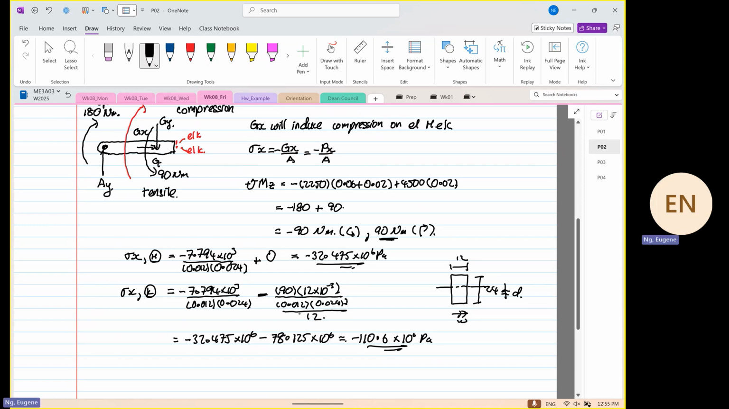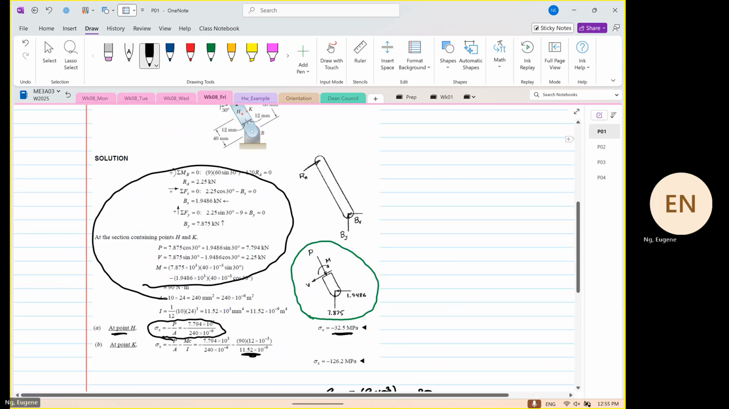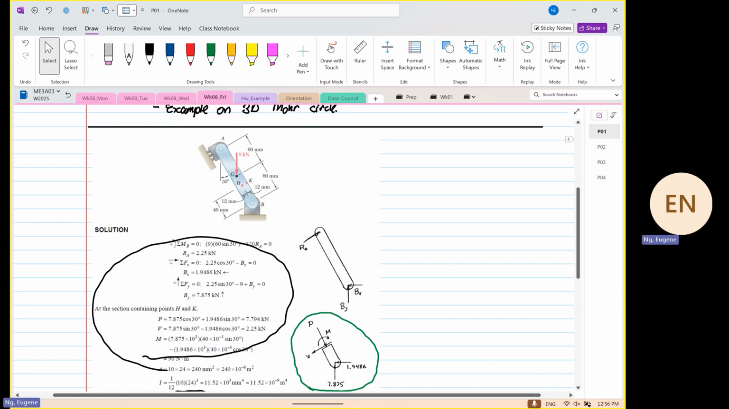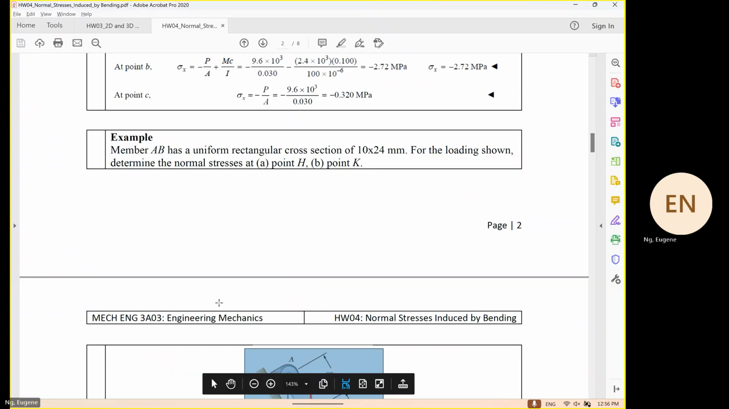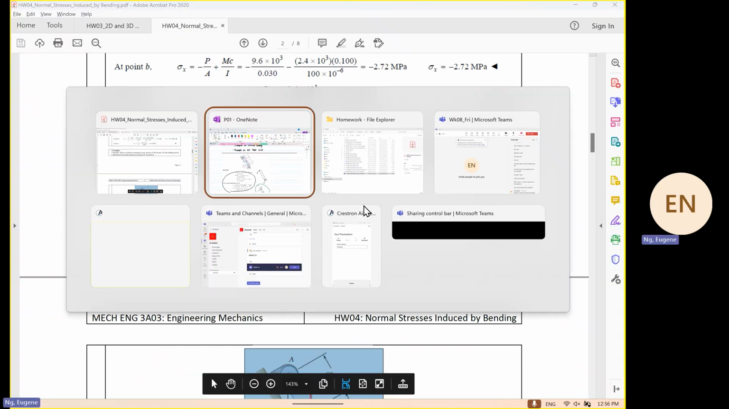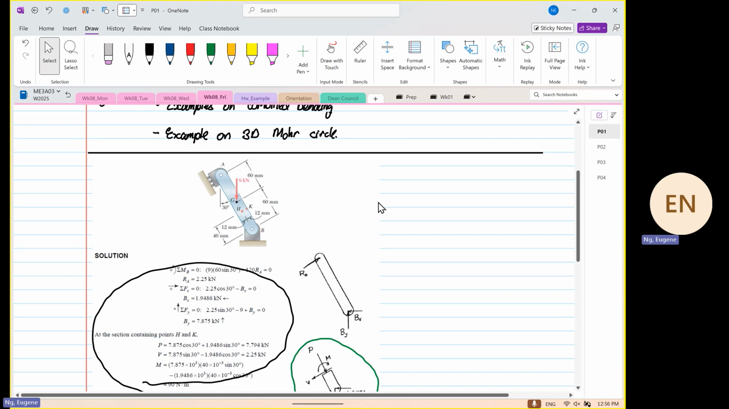Is this wrong also? Wait. I need to go back to the question. Let me go back to the question. Maybe I read the question wrongly. 10 by 24, I'm sorry.